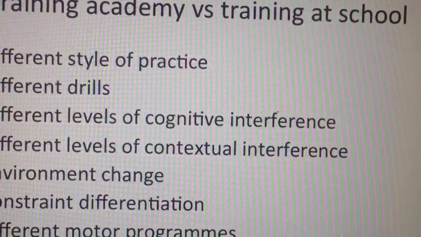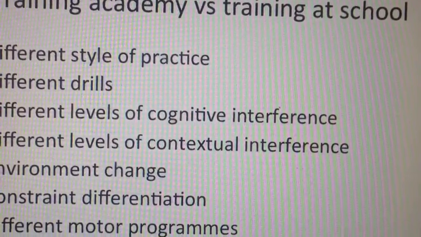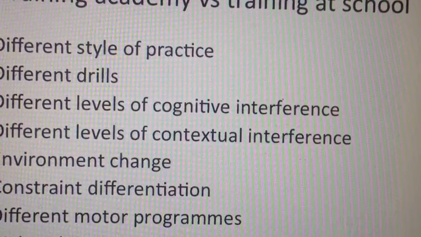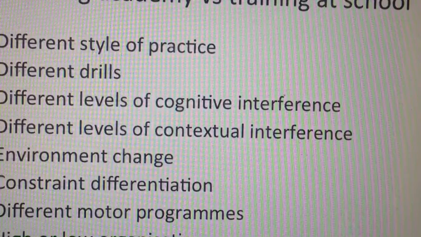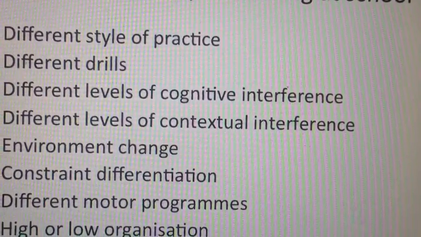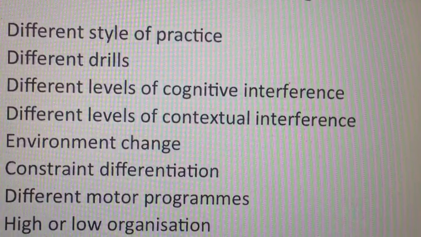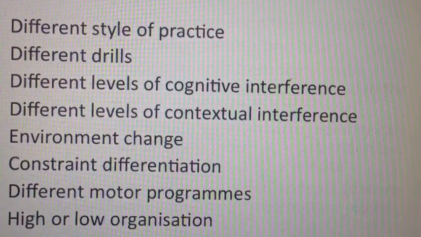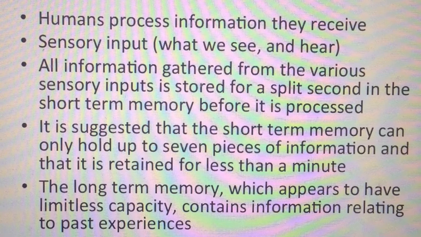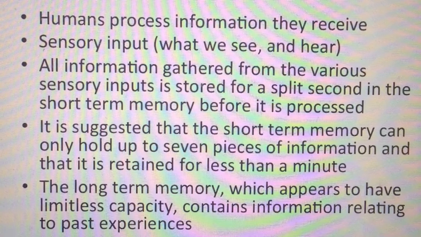So in this case, training academy versus training at school, what you would have is different styles of practice, different drills, different levels of cognitive interference, different levels of contextual interference, environment change, constraint differentiation, different motor programs, and low-high organization. To infer into practice, one of the most common approaches that we use is the information processing approach.